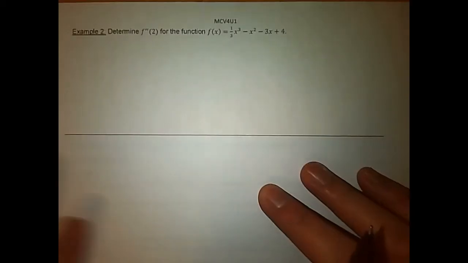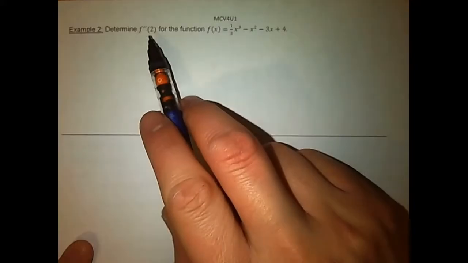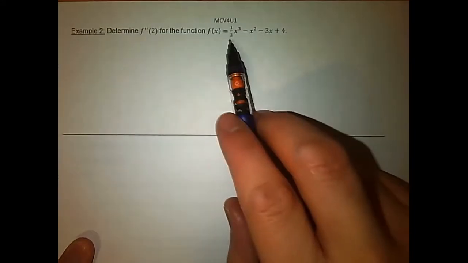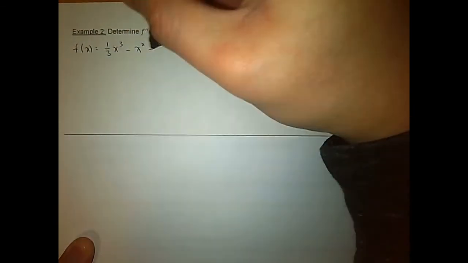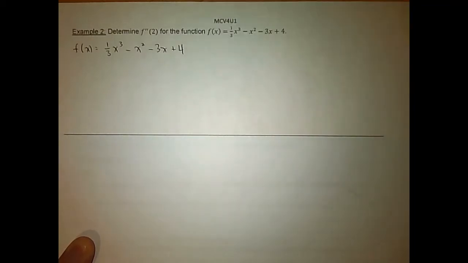Okay, our next example, determine the second derivative at x equals 2 for the function f at x is equal to this. So I'm going to just rewrite my function again. And if you want to pause the video, try it on your own, and then unpause it, and I'll be taking it up. So find the first derivative.